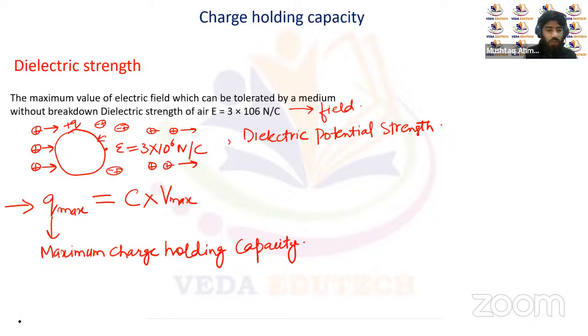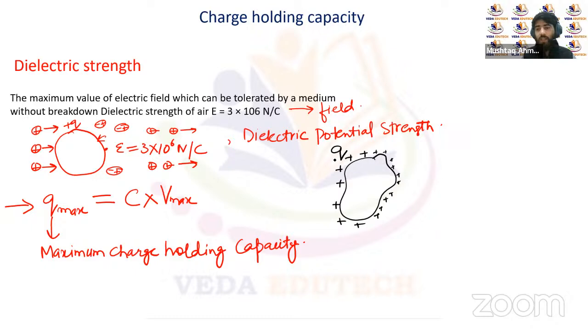Let's see how the dielectric strength depends upon the shape of a conductor. Let's suppose that we have this isolated conductor here, an arbitrary shaped isolated conductor, and we are supplying a charge Q to this conductor. This charge Q will be distributed on the surface of this conductor. Now this is not a regular shaped conductor. It's an arbitrary, irregular shaped conductor.